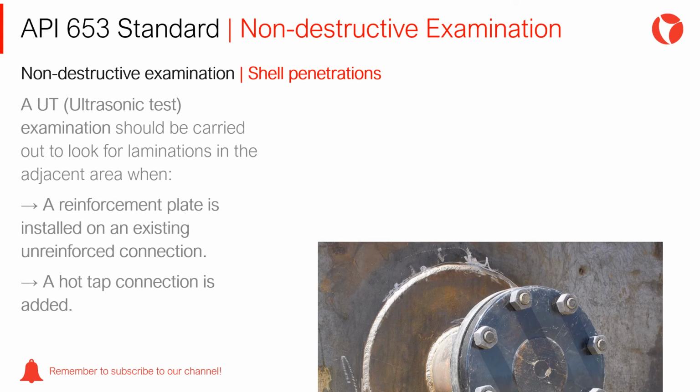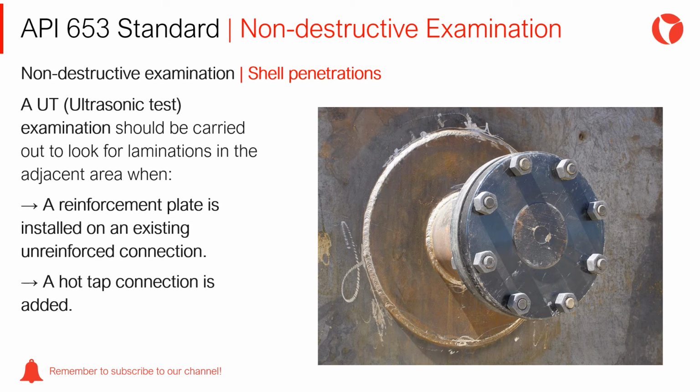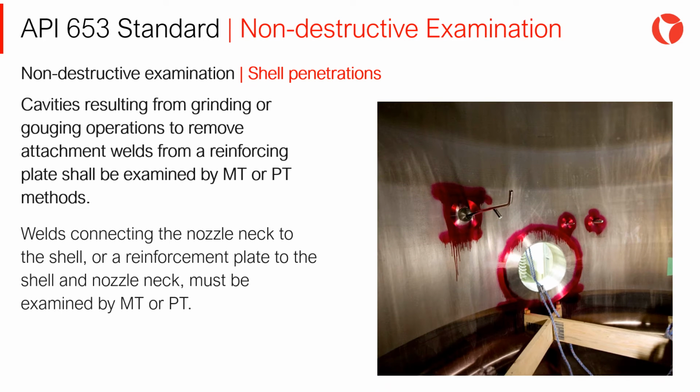Regarding shell penetrations, an ultrasonic test examination should be carried out to look for laminations in the adjacent area when a reinforcement plate is installed on an existing unreinforced connection, or when a hot tap connection is added. Cavities resulting from grinding operations to remove attachment welds from a reinforcing plate shall be examined by MT or PT methods. Welds connecting the nozzle neck to the shell or a reinforcing plate to the shell and nozzle neck must be examined by MT or PT.